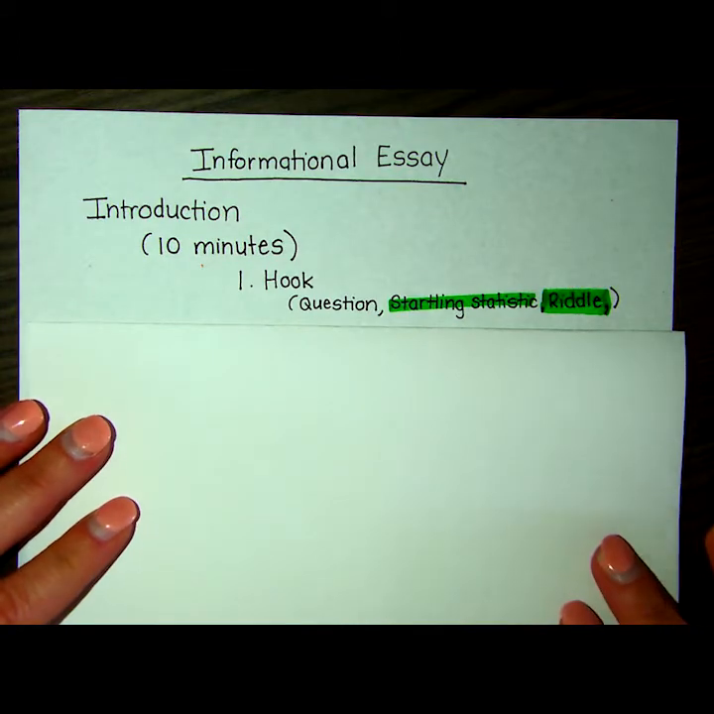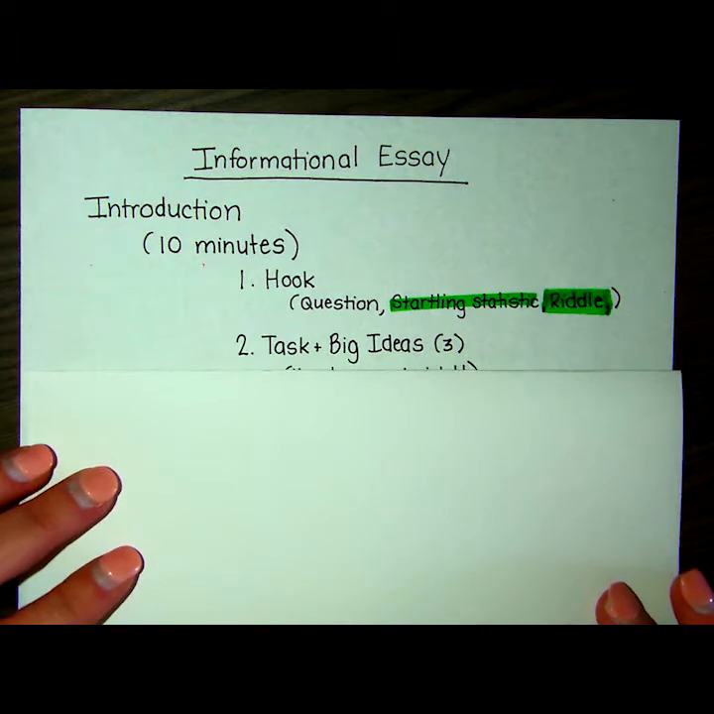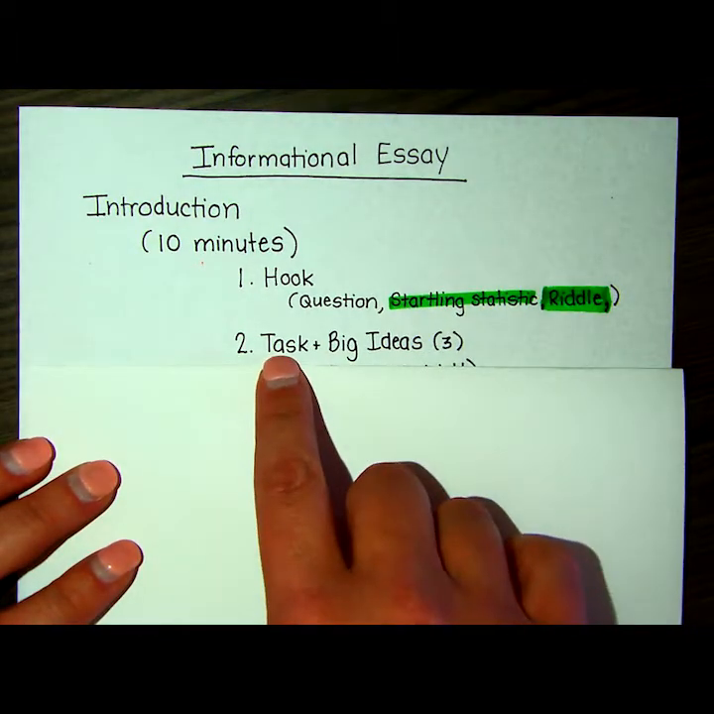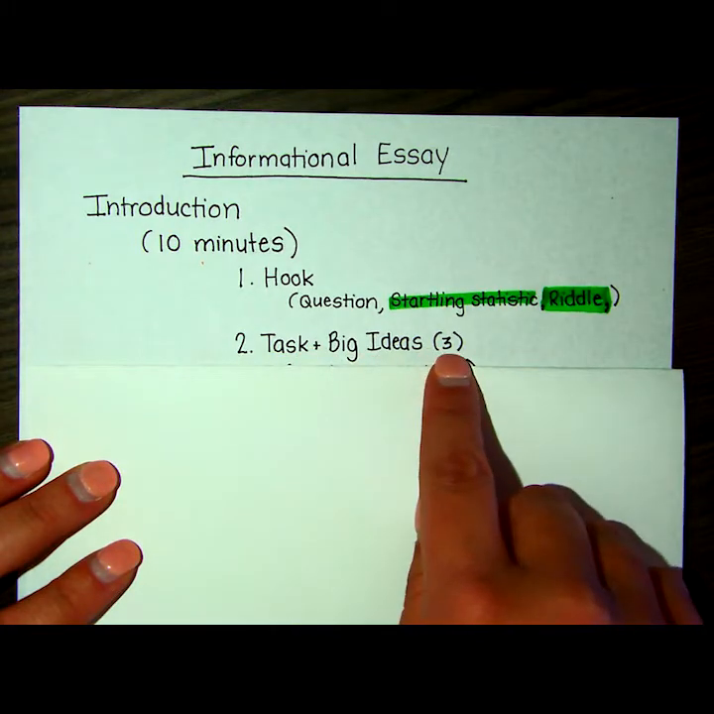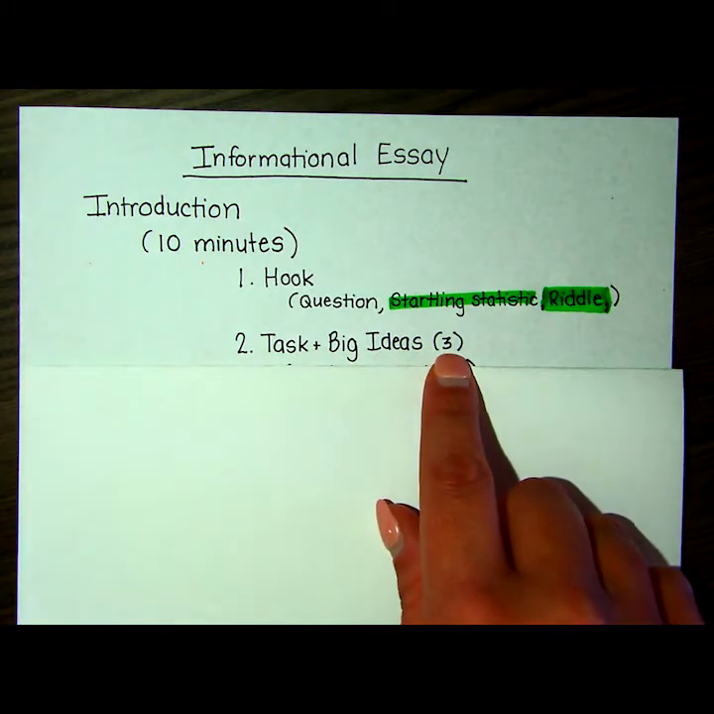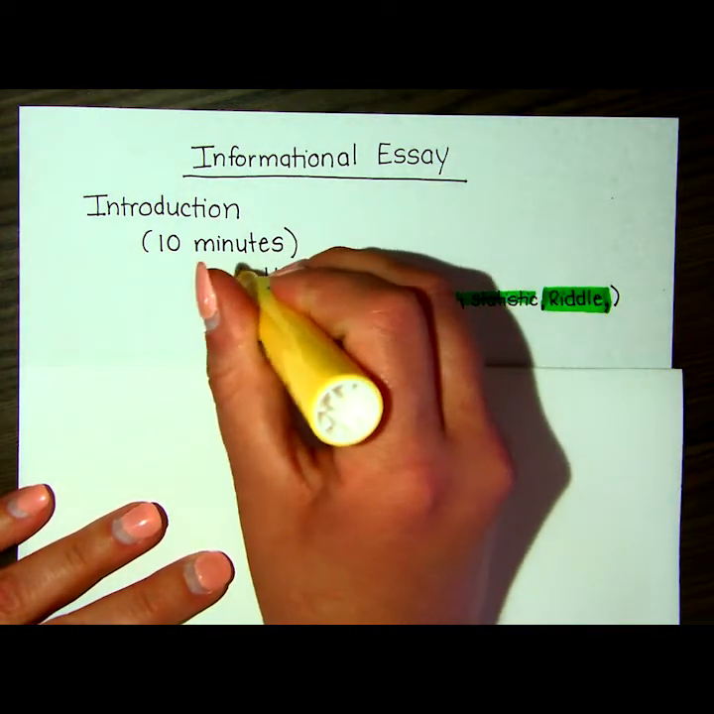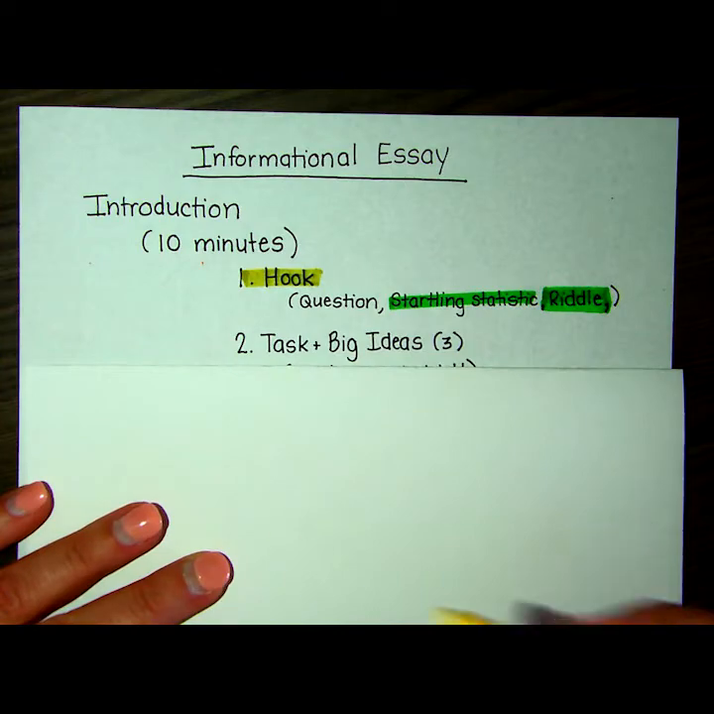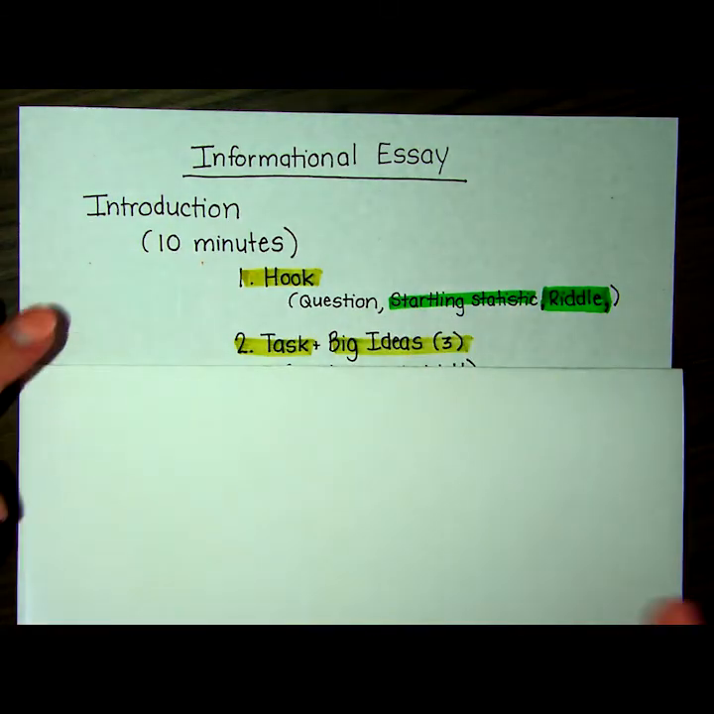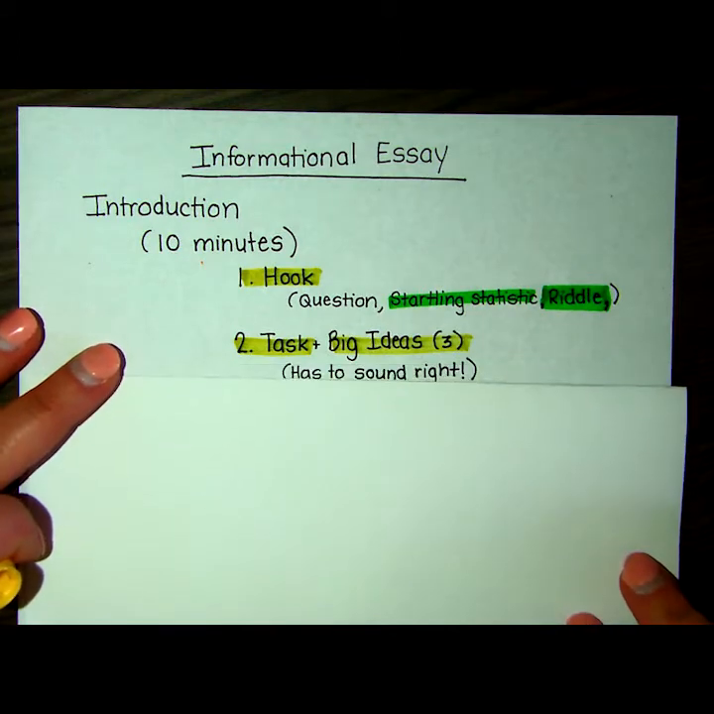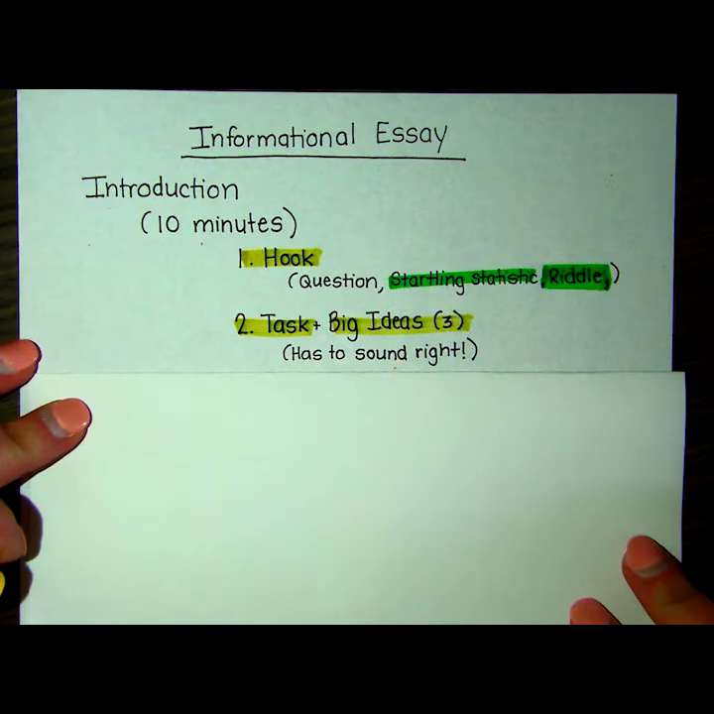Now the next part of our introduction must include sentence number 2, which references the task. So we have to mention the task. We also need to mention our big ideas, and our goal is to have 3 of those. So again, just to recap, we have sentence number 1, which is our hook. We have sentence number 2, which states the task and our 3 big ideas. The third sentence, look at that, has to sound right.